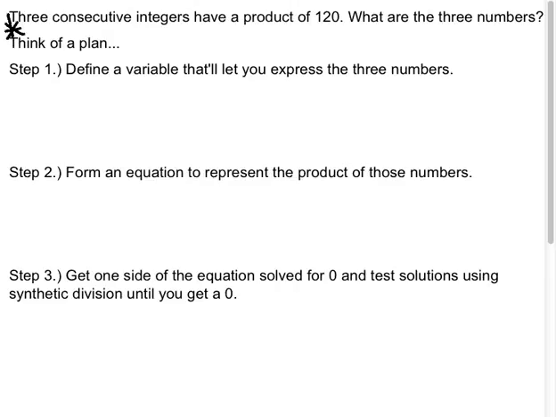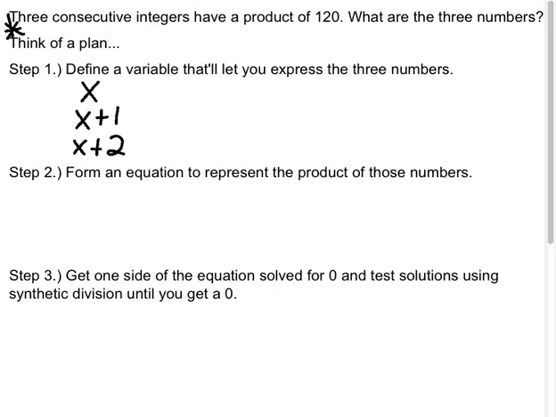So first, let's define a variable that'll let us express the three numbers. So I don't know what these numbers are. So if I don't know what these numbers are, the first one is just going to be x. Now, if I want consecutive integers, well, that means the next one would be x plus 1. And the next one after that would be x plus 2. All right, so now I have something representing my three consecutive integers, okay?